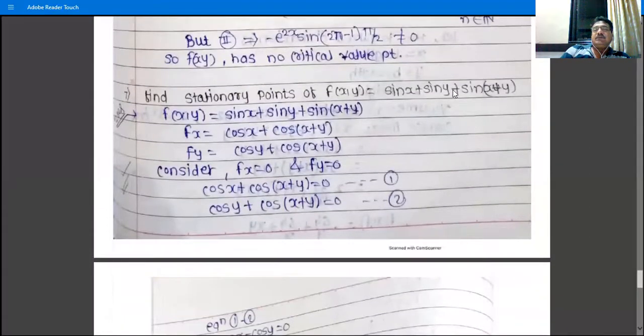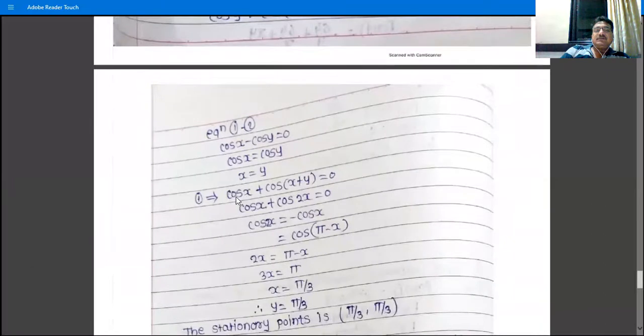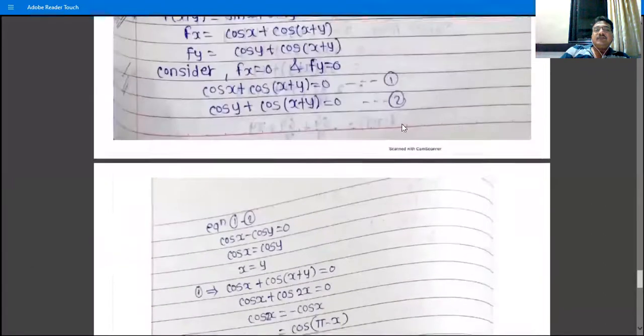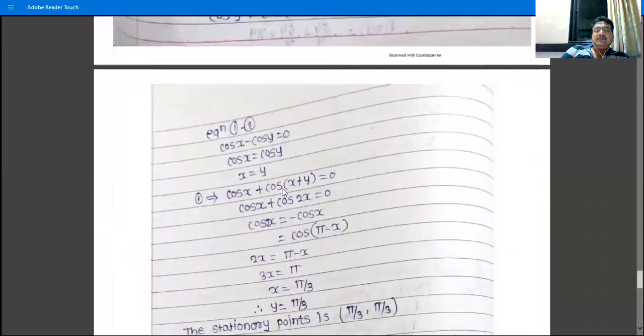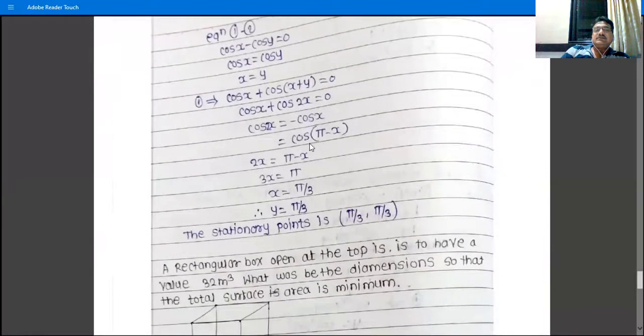Find the stationary point of this function. So I find fx and fy, then consider the equation by subtracting these two equations. We have cos x, therefore x is equal to y, and substituting x equal to y in the second equation, we have cos x plus cos 2x equal to 0, so cos 2x is minus cos x, and cos of pi minus x is minus cos x.